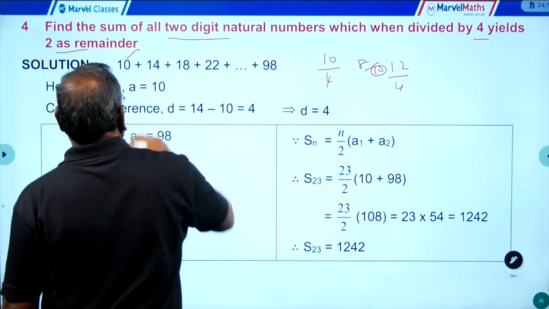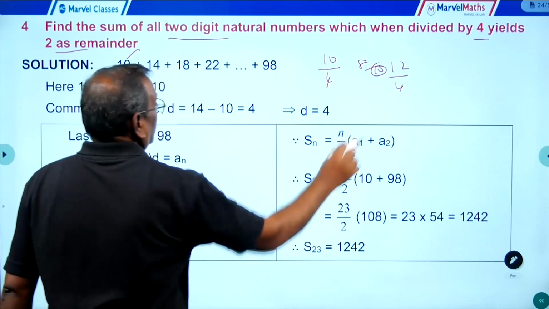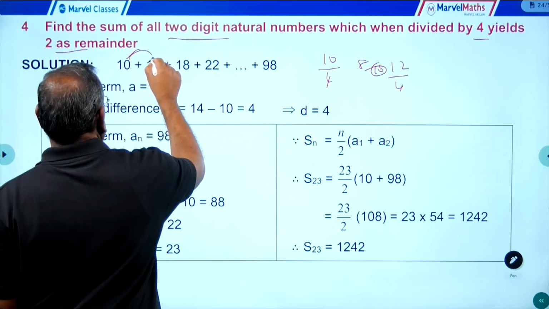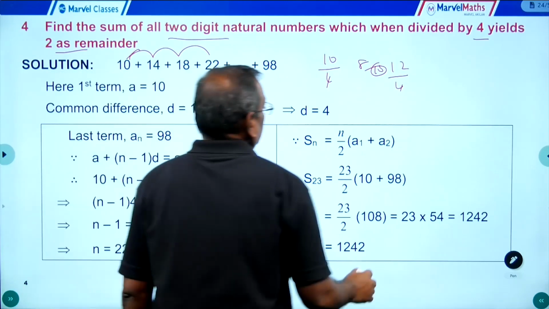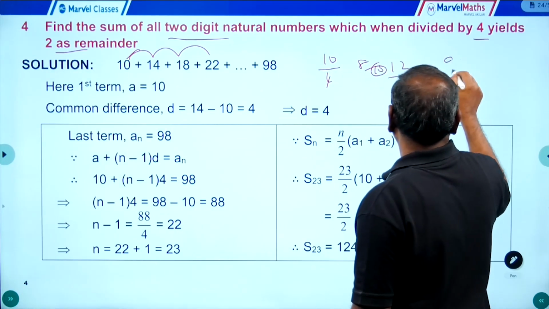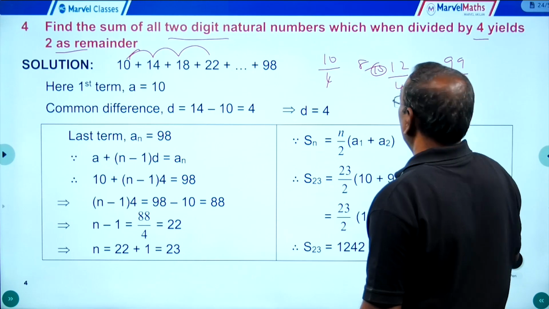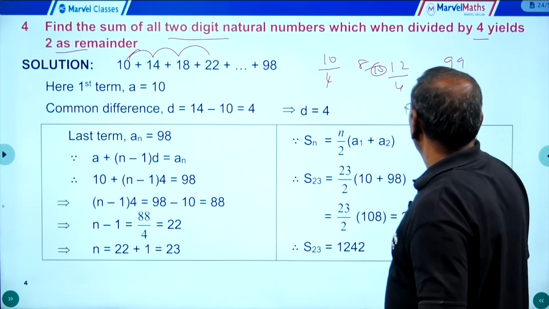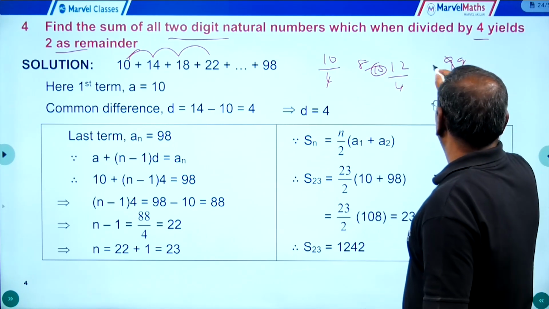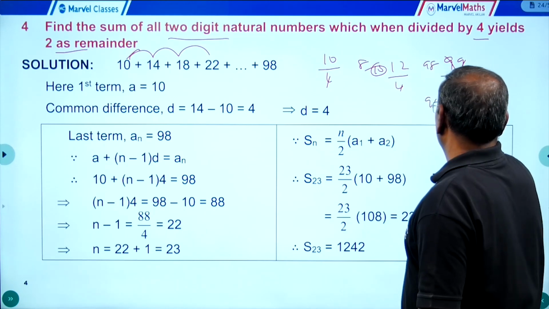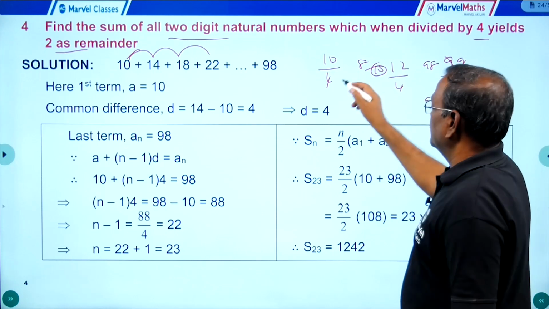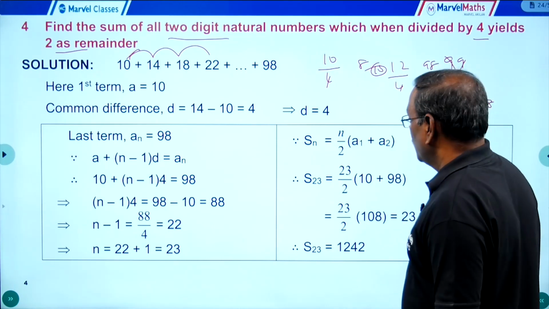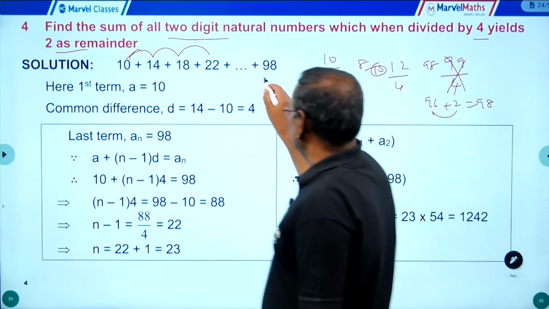So 10, and what is the next number? Next multiple, 10 plus 4, 14, 18, 22, like that. And what is the last two-digit number? The last two-digit number is 99, but divided by 4 it leaves the remainder 2? This is not divisible by 4, but 98, because 96 plus 2 is equal to 98. Here add the remainder, here subtract the remainder. Okay, so the last number is 98.